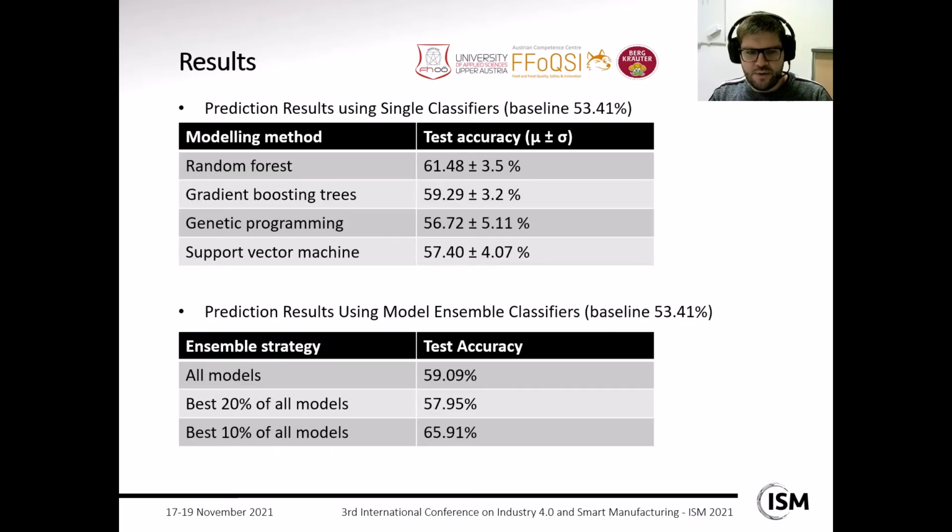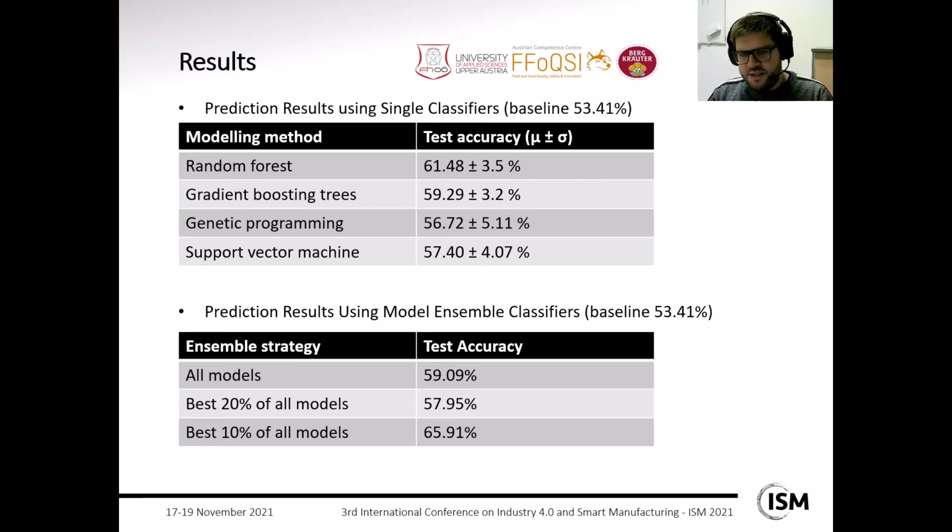So now we come to the results of the algorithm. First we have the results of the single classifiers, which show that all of the 4 methods perform above the baseline, but not that much above the baseline. So basically not even 10% above the baseline. And the best one of the 4 individual classifiers is the random forest with 61.48%.